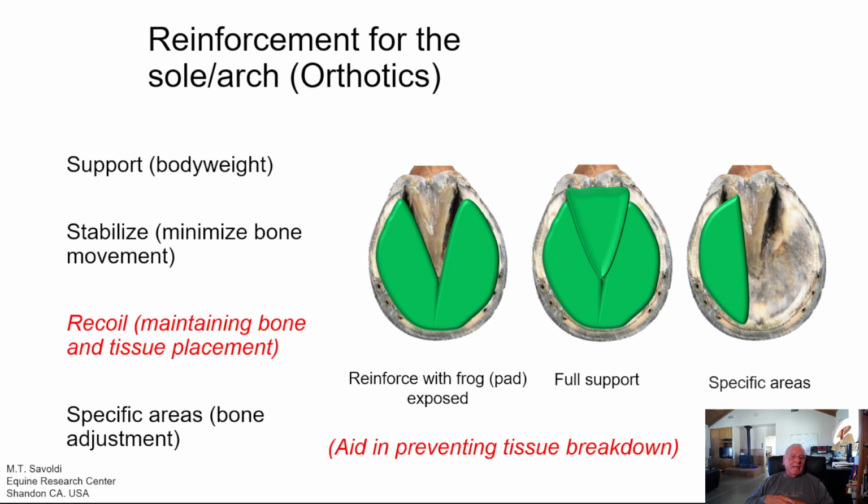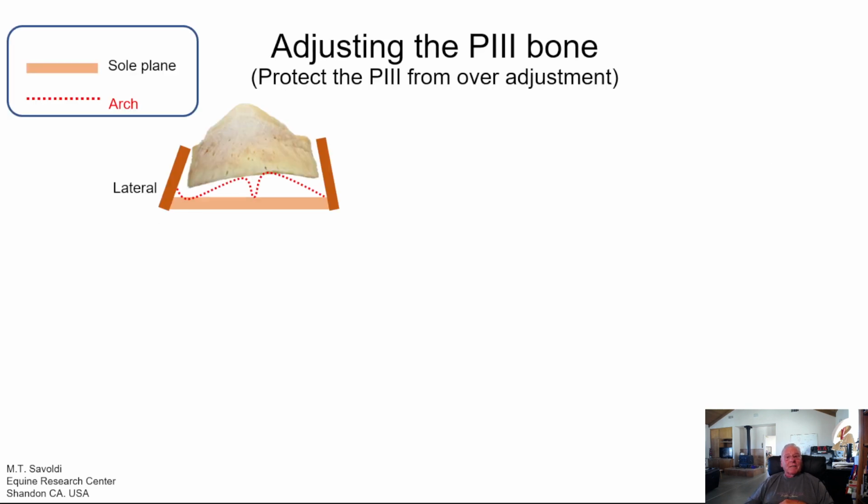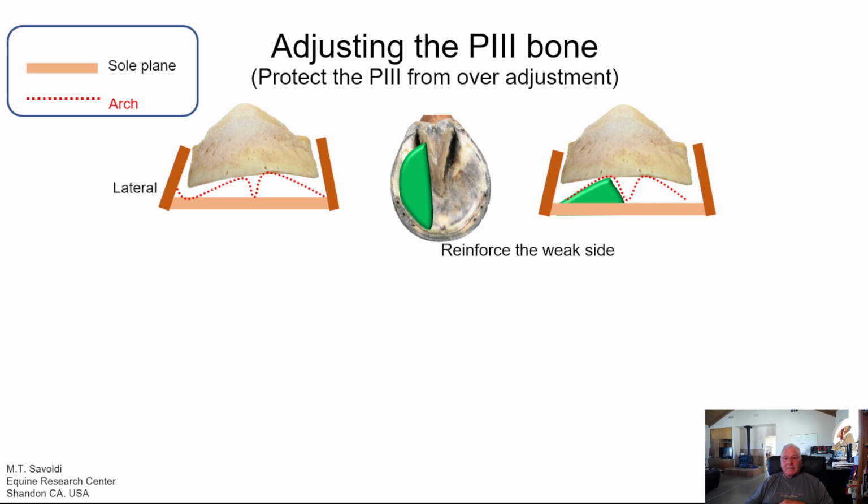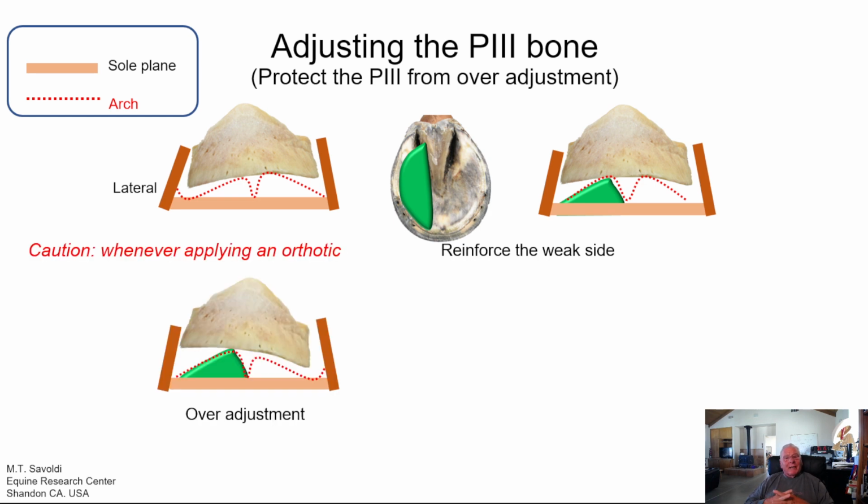Or we could just do one side if the bone is in a roll. We could just use the orthotic on one side. But let's talk about a little caution that takes place when adjusting the P3 bone, to protect the P3 from over adjustment. We have to worry about over adjustment. So if we just put putty on each side, we're reinforcing the weak side, right? What could happen? Whenever applying an orthotic, we can over adjust. This is critical to recognize because you can start causing a lot of damage on the other side of the foot if you're not careful.